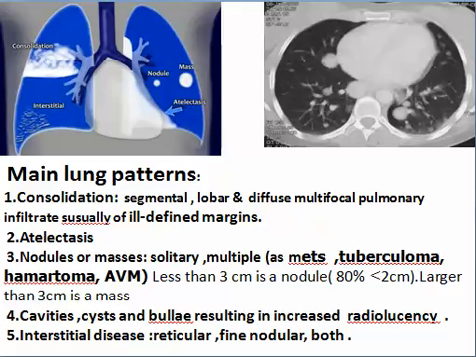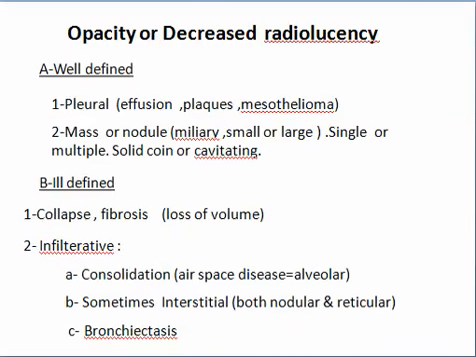The fourth item is the cavity, the presence of cavities, bullae, cysts, and these cysts and cavities usually have a wall, but bulla does not have and represents emphysema. Finally, the presence of interstitial disease is if it is reticular, interstitial, or both. Actually, this description of main lung pattern is the same as this one. Just the types of opacities or the types of how radiolucency is decreased.